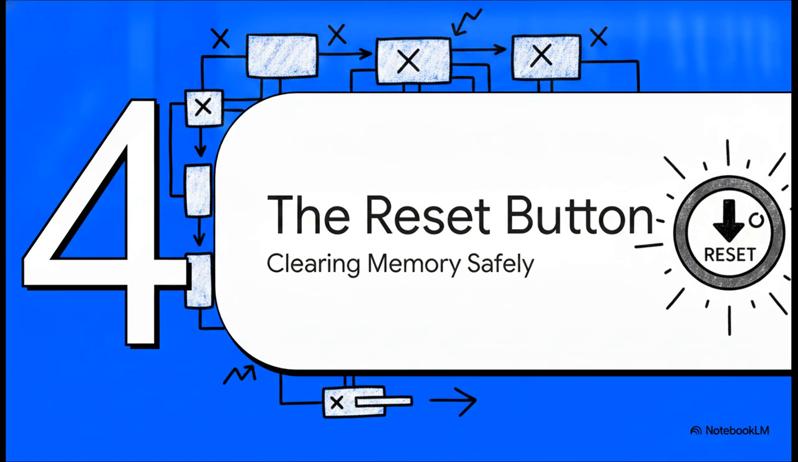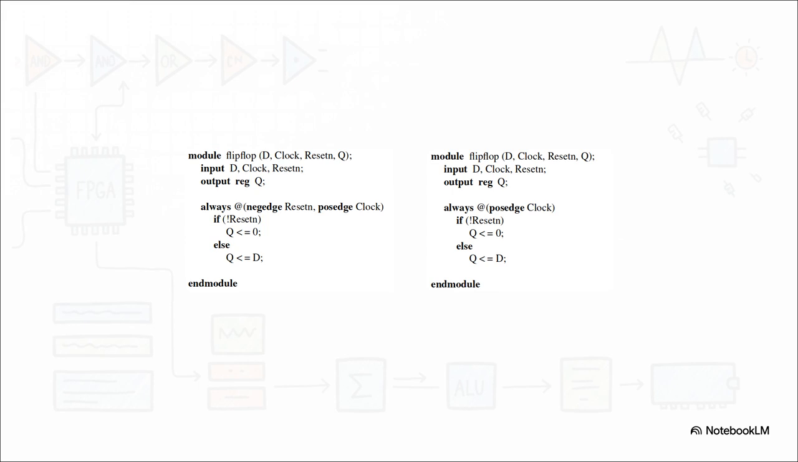All right, on to section 4, the reset button, how to clear our memory safely. Now that we actually know how to wire memory without accidentally erasing it, we kind of need a way to intentionally clear it, right? Notice how a single word completely alters the behavior here. Focus on the sensitivity list. That's the part in parentheses right after always at.